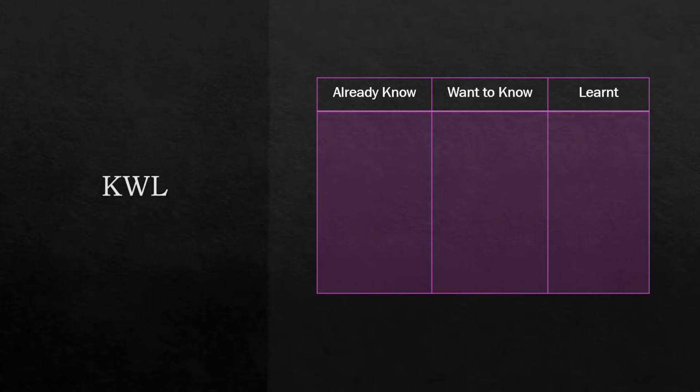Before we start the lesson, I would like you to complete the first two columns of the KWL chart. The first one, you write what you already know about relative pronouns. Then you write what you want to know about this lesson about relative pronouns, and this one you leave until the end of the lesson, and then you write what you've learned in this lesson and whether your questions have been answered.